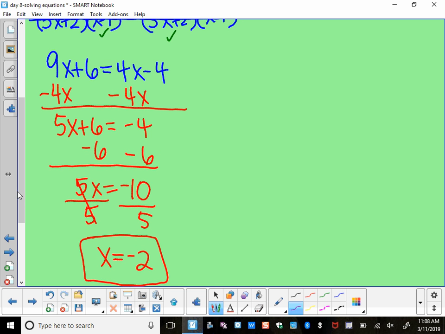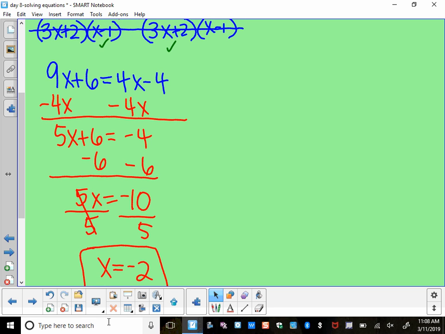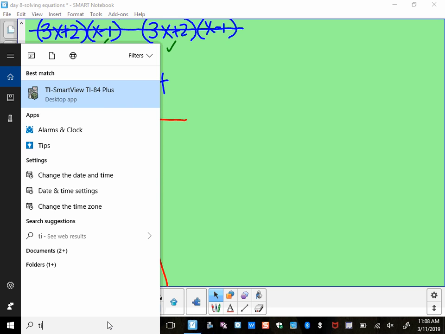We are not done yet. We need to check for extraneous solutions. Some of these LCDs have been pretty easy, but now that we have a longer one, I'm going to show you how to put it into your calculator. So grab your calculator.